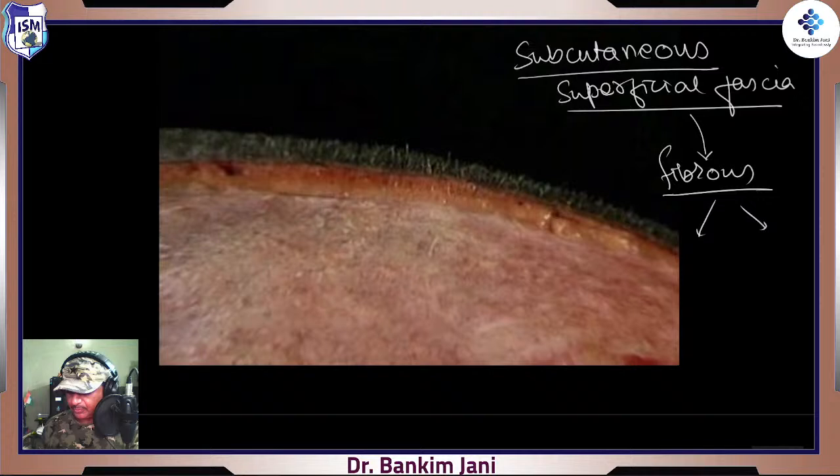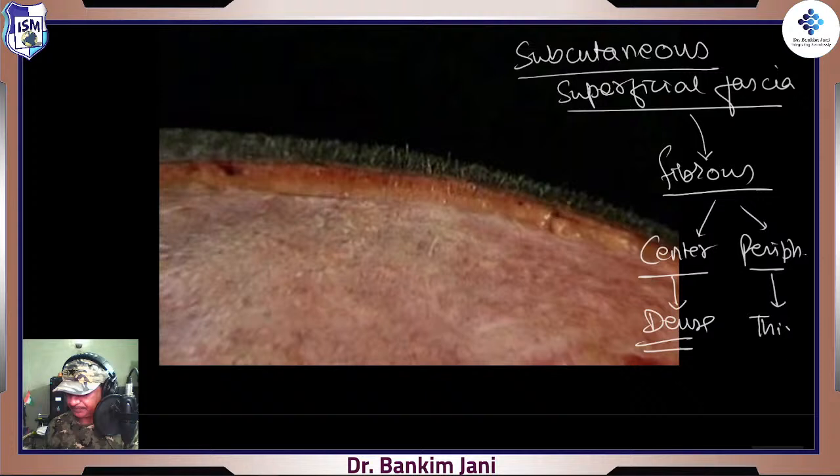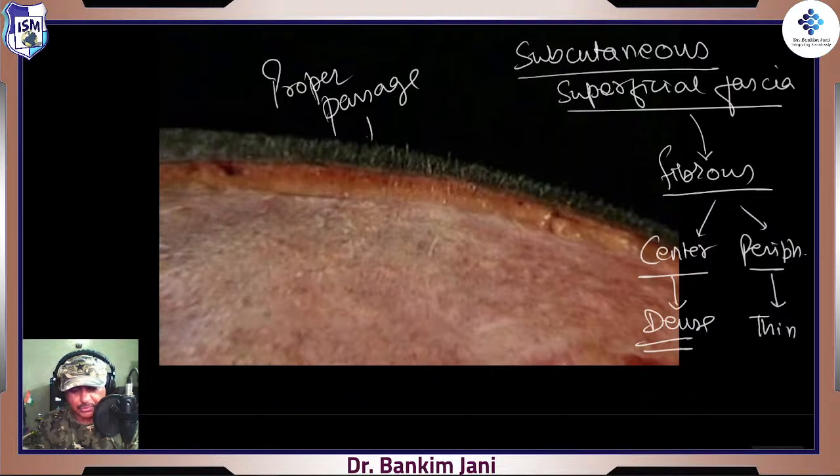You have to divide it into two parts, the central part and the peripheral part. In the central part, it is dense, and in the peripheral part, it is thin. This is the layer which gives proper passage to blood vessels and nerves.